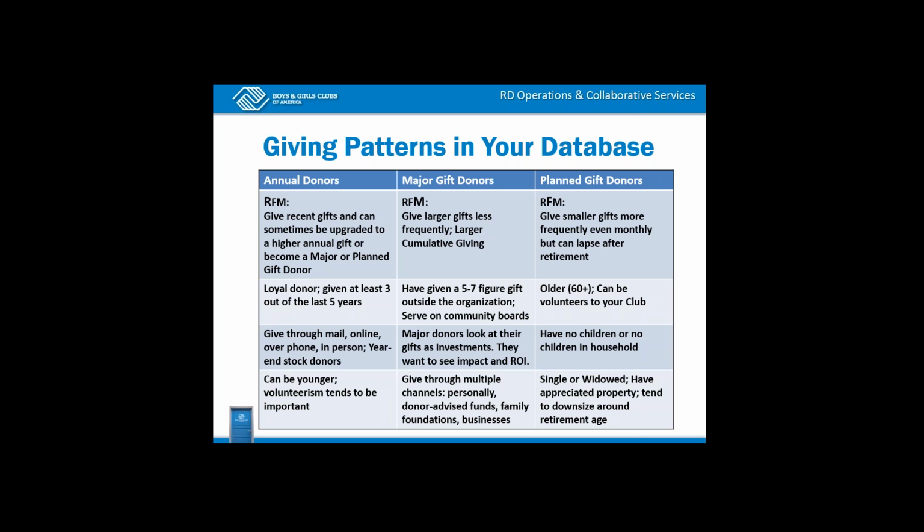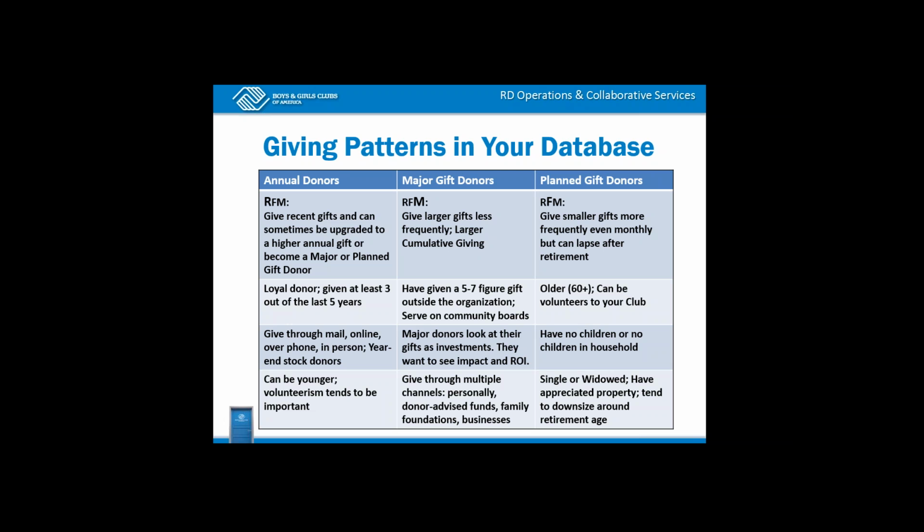Major gift donors look at their donations as investments. They want to see the impact and the ROI. So it's really important when somebody gives a major gift to report back the impact of what their dollars are doing for the organization and for our kids. They also give through multiple channels, meaning they give personally, they give through donor advised funds, family foundations, businesses. So if you have people that look like this in your database that haven't given a major gift, it's a good group to look at closer because this is telling you something about their asset structure.